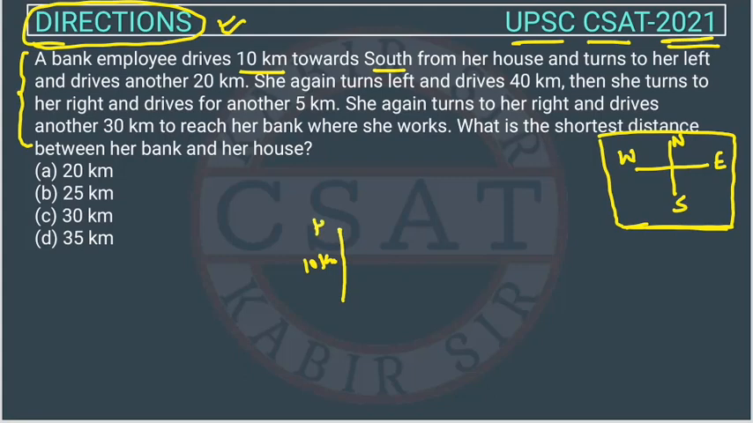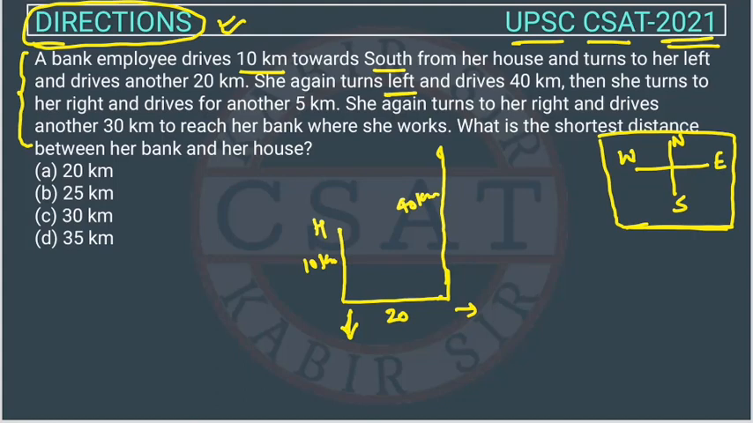So this is the house, and she turns to her left. She is facing this side, and now she is taking a left turn. The left turn will be this side, and she drives 20 km. She again turns left, facing this side now. So left turn will be this side, and she drives 40 kilometers. So this is 40 km.